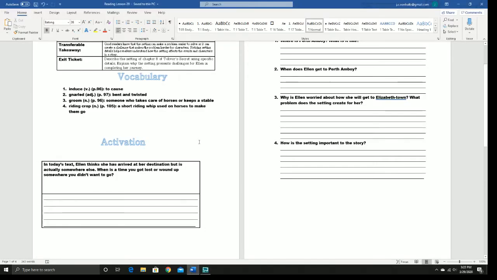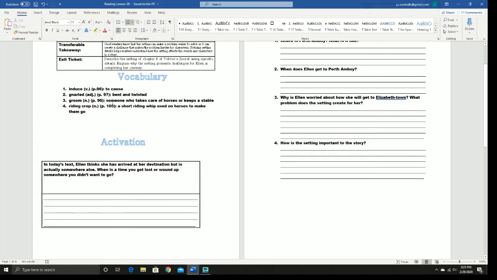And so, while you're reading it, if you're struggling with some of the words, here are some of the vocabulary terms. The word induce, which is a verb that means to cause. Just another word for cause. Something that is induced just means it caused something else to happen. Gnarled is an adjective describing something bent and twisted. It usually refers to things like trees, branches, or roots that happen to be gnarled, but sometimes the word is used for knuckles if they're old and they have arthritis and things like that. Gnarled is a word for that. The word groom, when it's used as a noun, is someone who takes care of horses or keeps a stable.